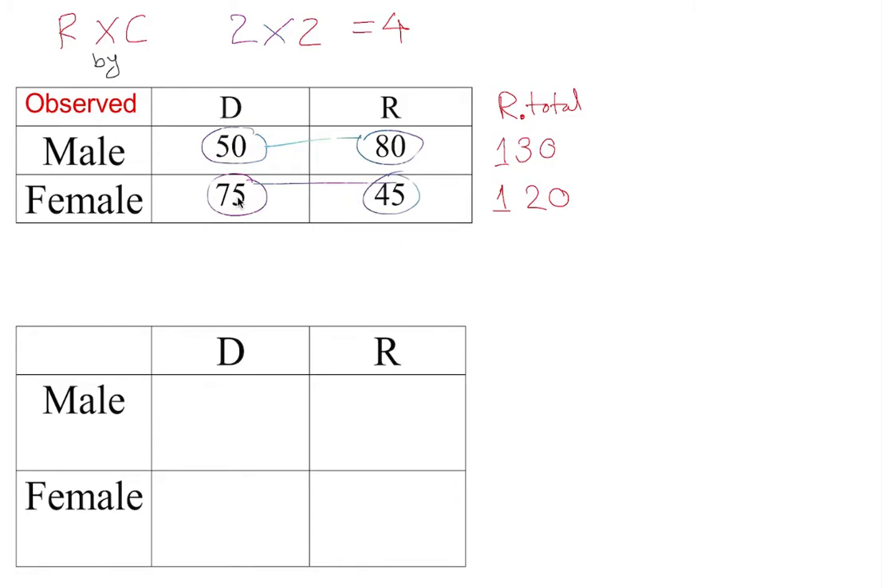Now I'm going to do the same thing for the column. I'm going to erase those here, then look for a column. I'm going to add this column, and let's see what is coming up. So 50 plus 75, we're supposed to get 125. And 80 plus 45 also gives me 125.